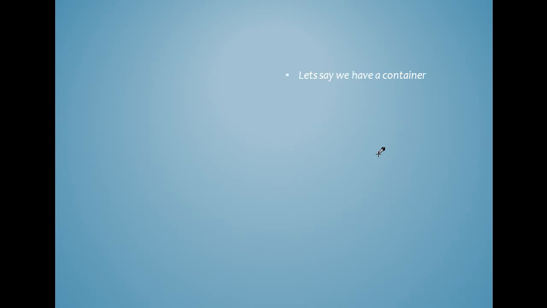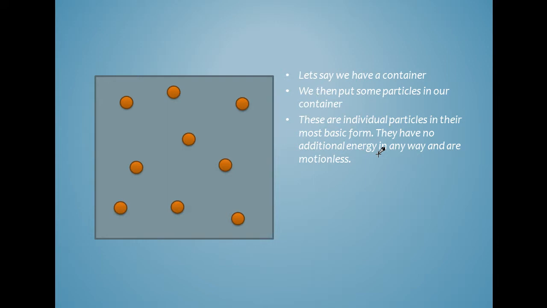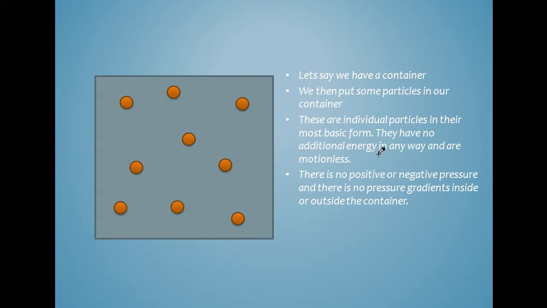So, let's say we have a container. Here's our container. We then put some particles in our container. Here we have some particles. These are individual particles in their most basic form. They have no additional energy in any way and are motionless. They only have the energy of their mass. There is no positive or negative pressure, and there are no pressure gradients inside or outside the container. There are only individual motionless particles distributed evenly through empty space.